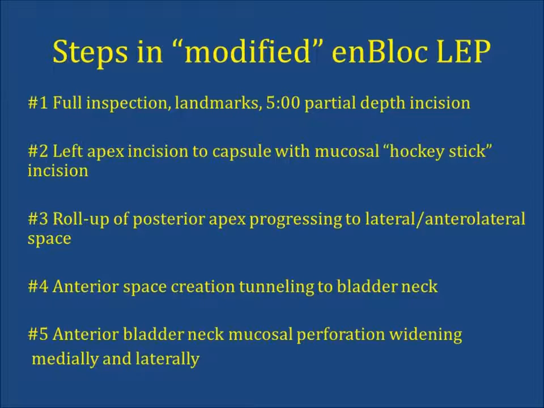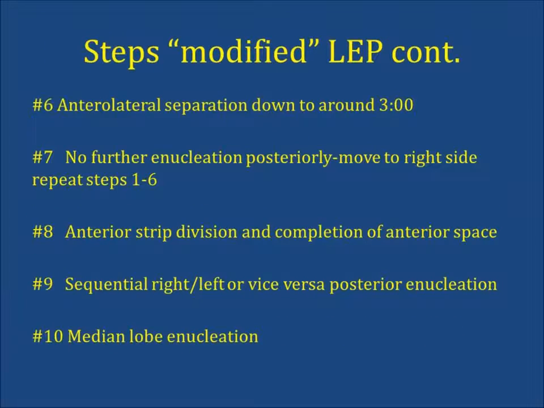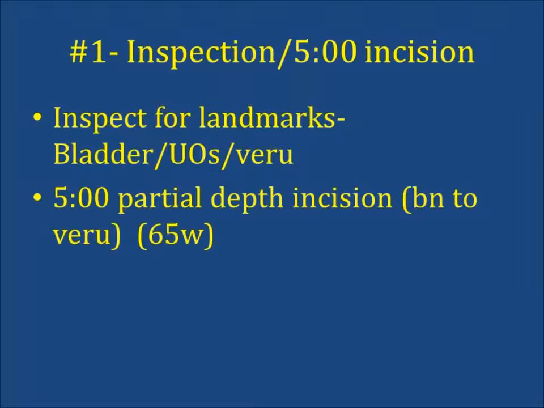5. Anterior bladder neck mucosal perforation widening medially and laterally. 6. Anterolateral separation down to around 3 o'clock. 7. No further enucleation on the left side or posteriorly. We move to the right side and repeat steps 1 through 6. 8. Anterior strip division and completion of anterior space. 9. Sequential right and left or vice versa posterior enucleation. 10. Median lobe enucleation.